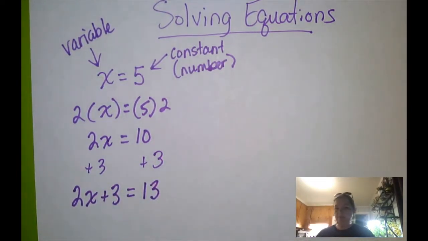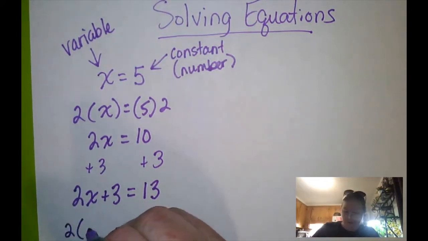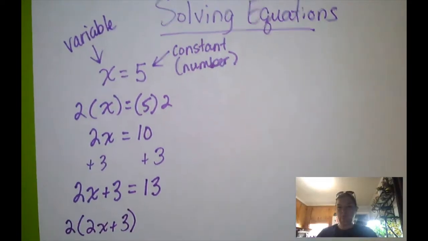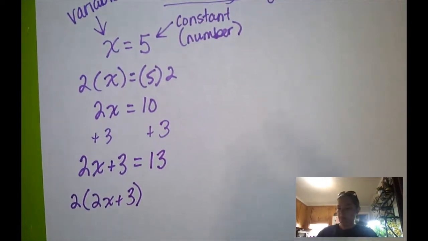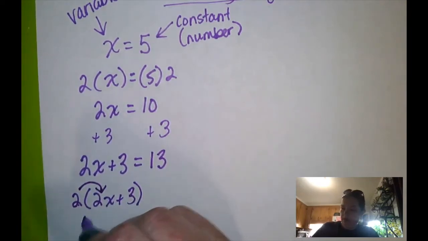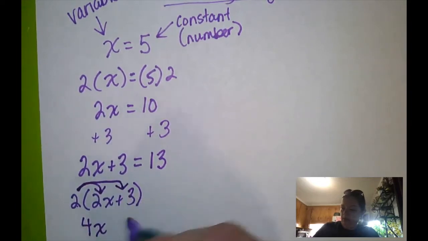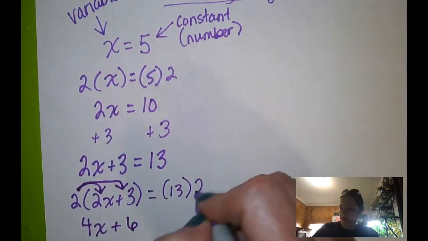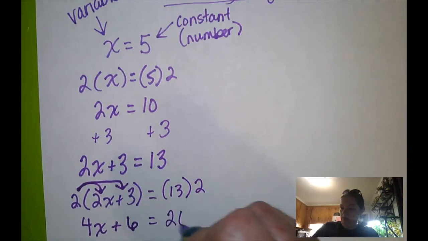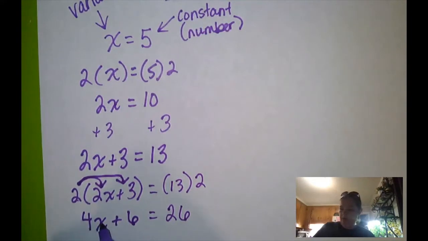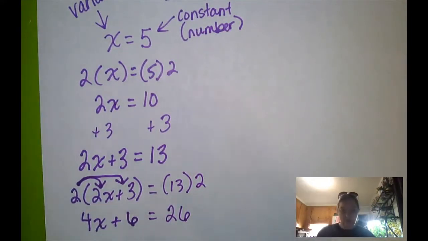Let's spice it up a little bit. What if I multiply this whole thing by 2? Y'all remember this? Well, I want to multiply everything by 2, so I've got to distribute. I've got 2 groups of 2x's, so that will give me 4x's, and I've got 2 groups of 3, which will give me 6. Well, on the other side, I would also multiply that by 2, and I would get 26. Now you can check me still. We said x is 5. 4 times 5 is 20. 20 plus 6 is still 26.